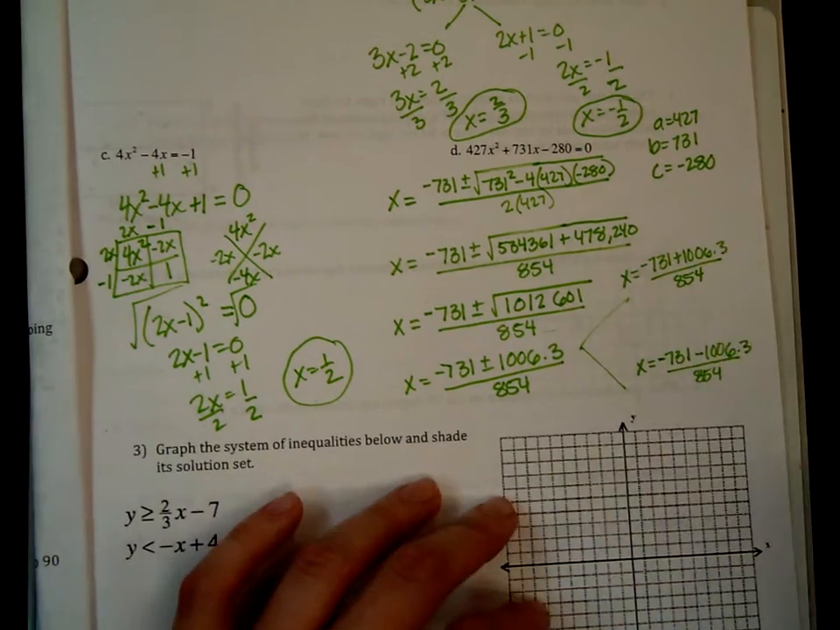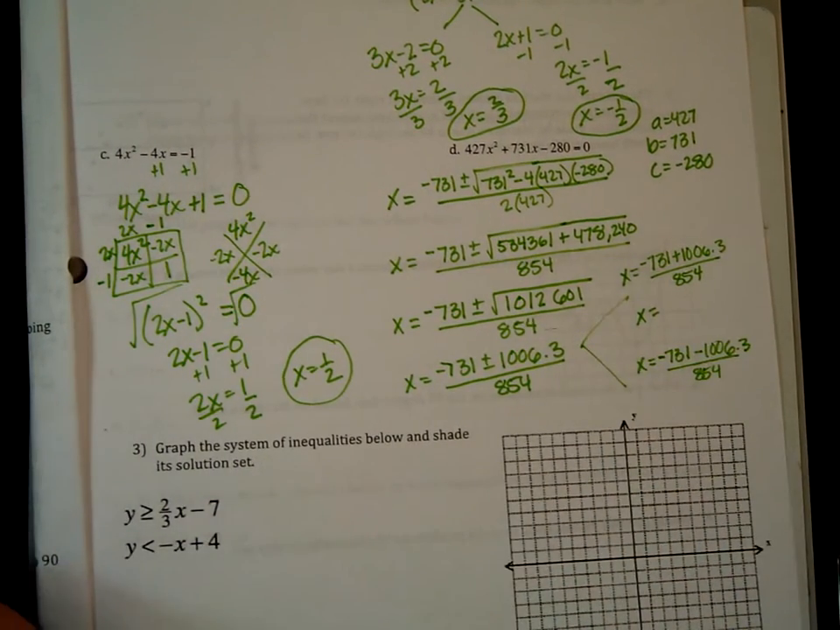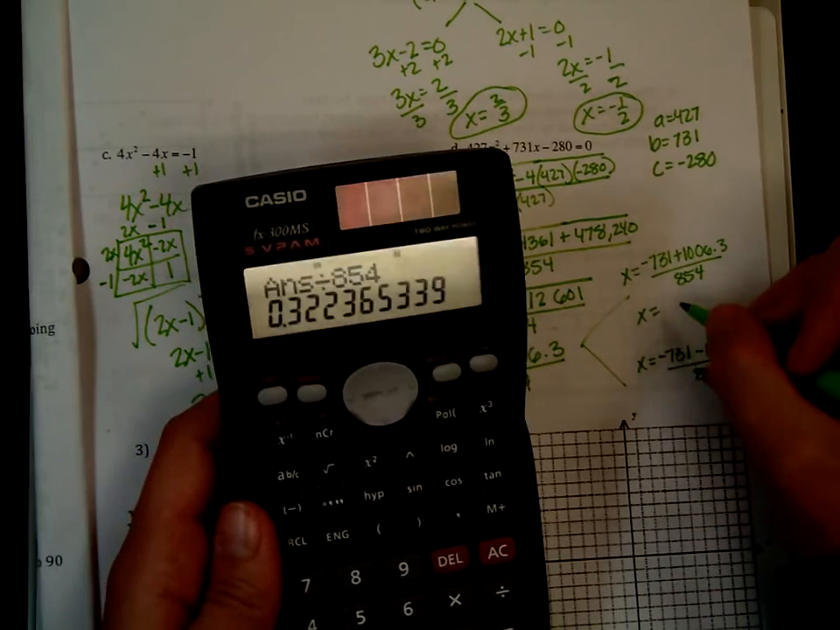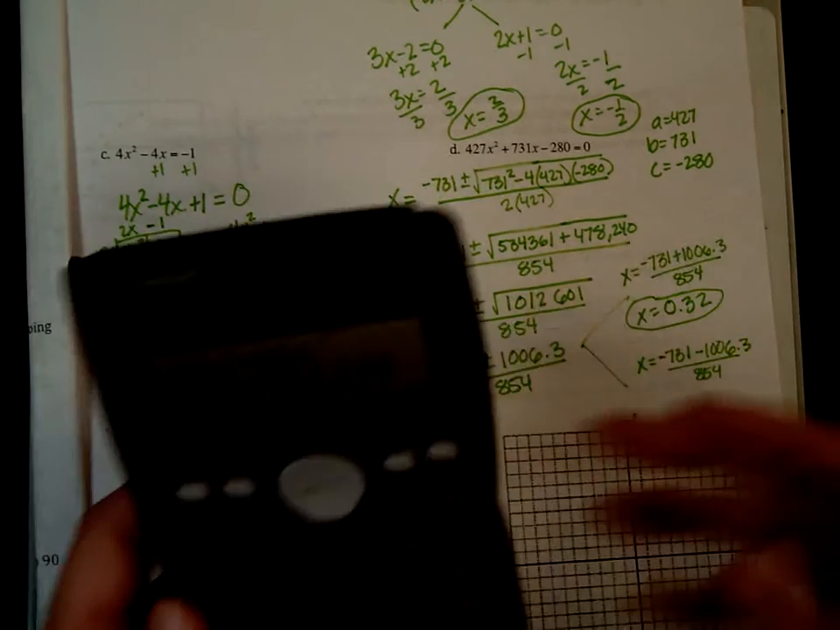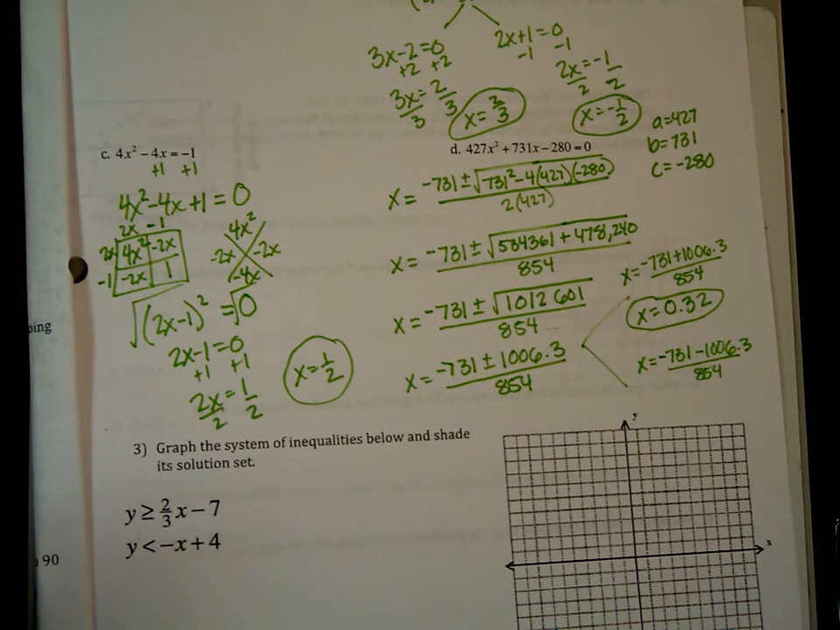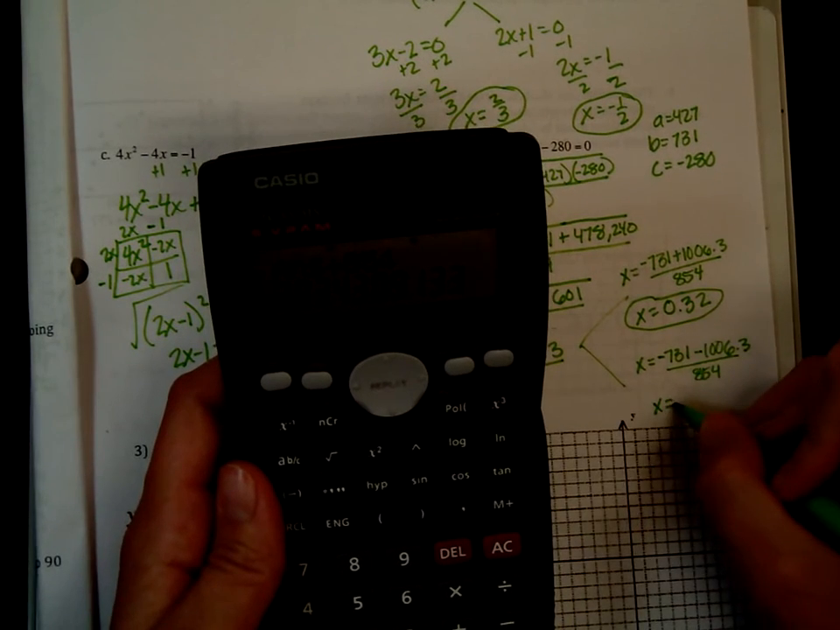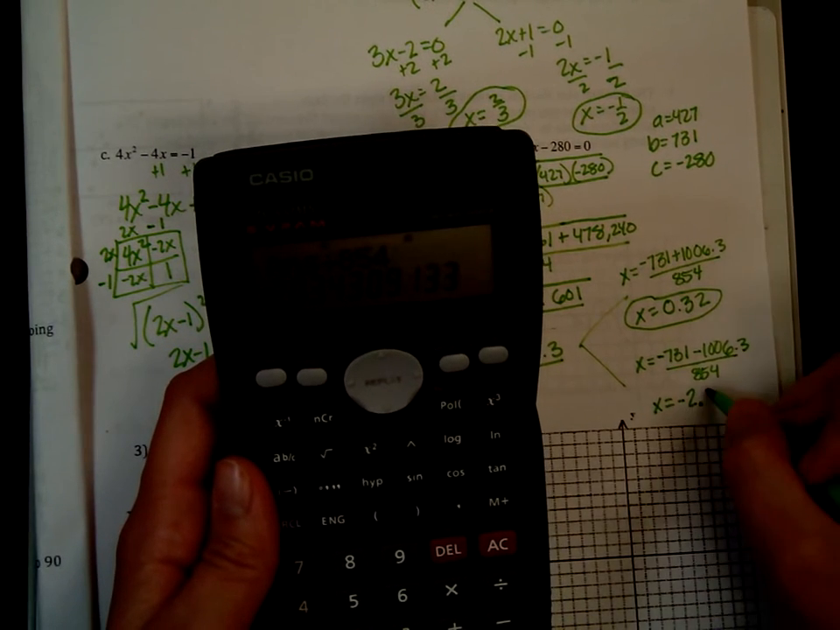So I'm just going to do that on my calculator. So 1006.3 minus 731 equals that, divided by 854. So first I got x equals 0.32. For the second one, I got x equals negative 2.03.